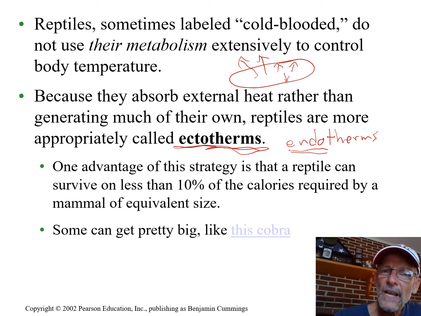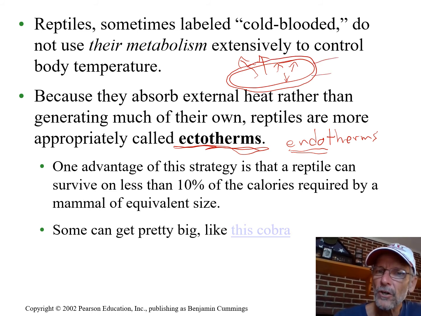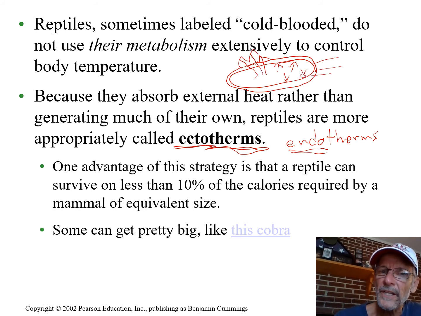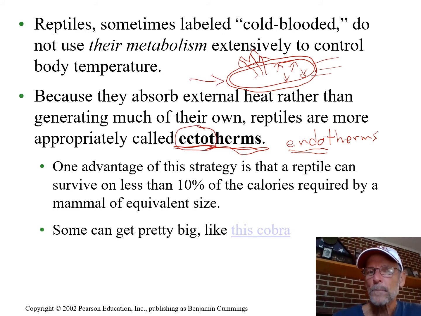However, if you don't have much insulation, coming from either a fat layer, mammals, a fur layer, other mammals, or feathers, birds, if you don't have much insulation to keep this heat inside, it's going to escape so quickly that you better rely on heat from your environment to keep warm enough. So that's the difference between an ectotherm and an endotherm.